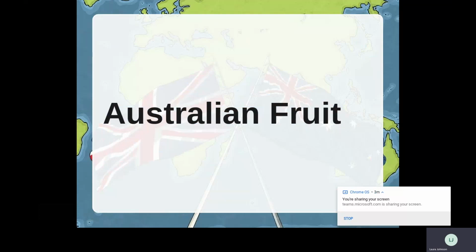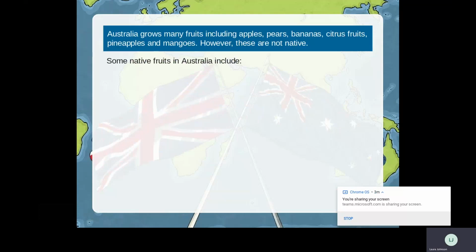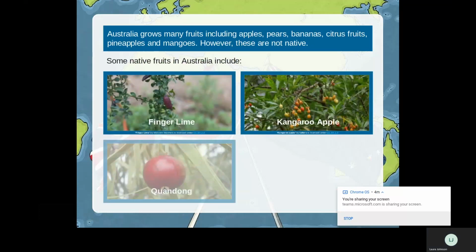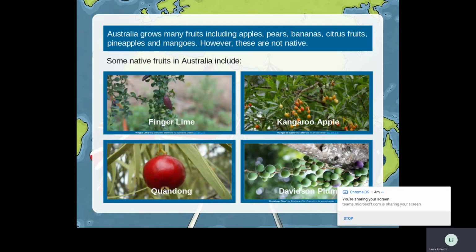Australian fruit. Australia grows many fruits, including apples, pears, bananas, citrus fruits, pineapples and mangoes. However, these are not native. That means they don't belong to the country originally. Some native fruits in Australia include finger lime, kangaroo apple, quandong, and the Davidson plum.